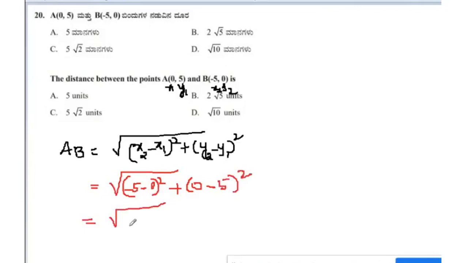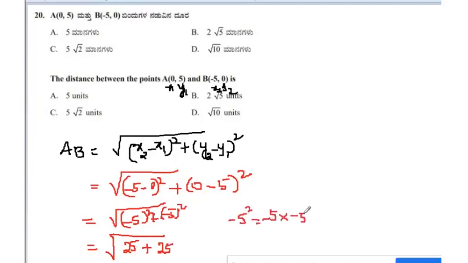So minus 5 minus 0 value is minus 5 only, whole square, plus 0 minus 5 is minus 5 whole square. Minus 5 square value is 25, and minus 5 square value is also plus 25. The reason is minus 5 square can be written as minus 5 into minus 5, which is equal to plus 25 because negative into negative is positive. 5 5s are 25. So 25 plus 25 is root 50.